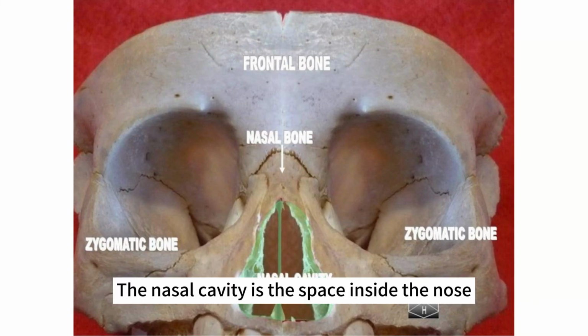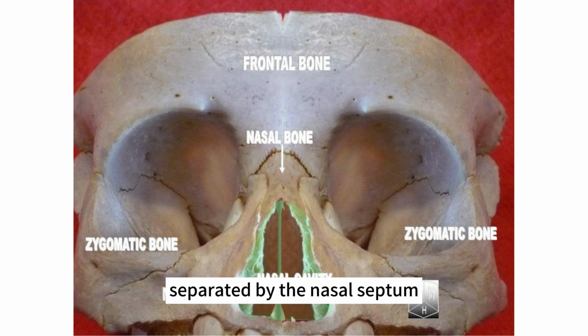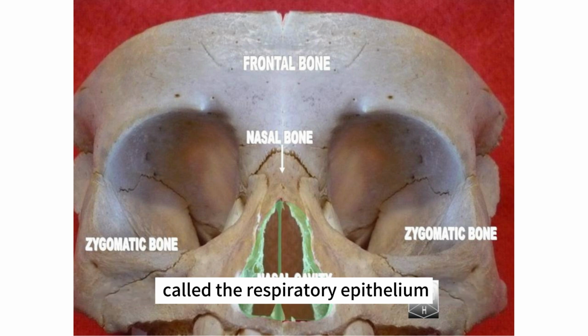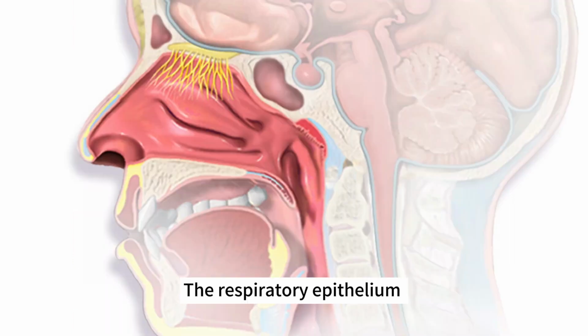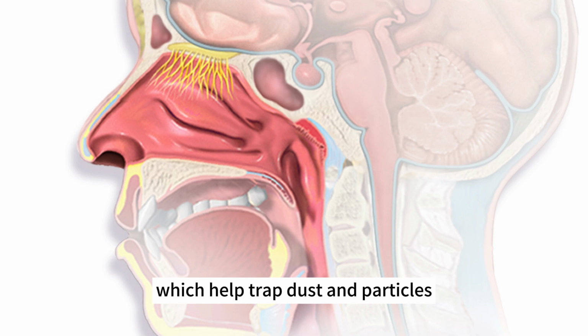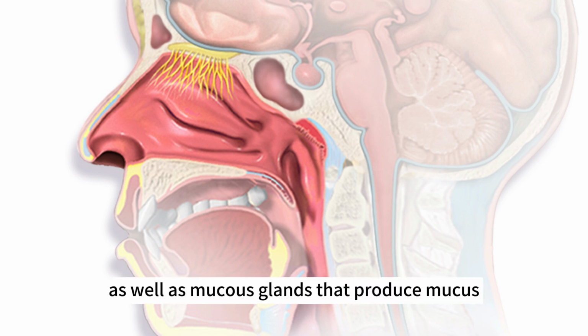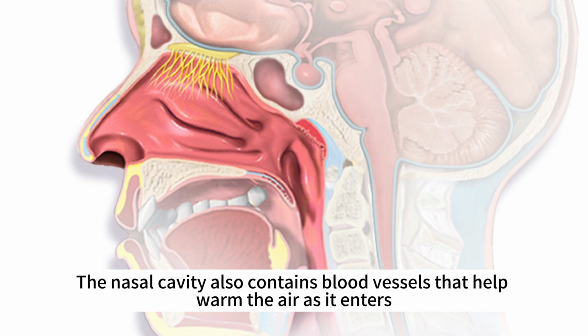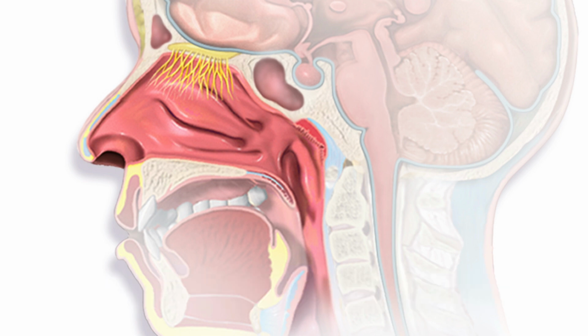Nasal cavity. The nasal cavity is the space inside the nose, separated by the nasal septum. It is lined with a specialized mucous membrane called the respiratory epithelium. The respiratory epithelium contains tiny hair-like structures called cilia, which help trap dust and particles, as well as mucous glands that produce mucus to moisten and filter the air. The nasal cavity also contains blood vessels that help warm the air as it enters.